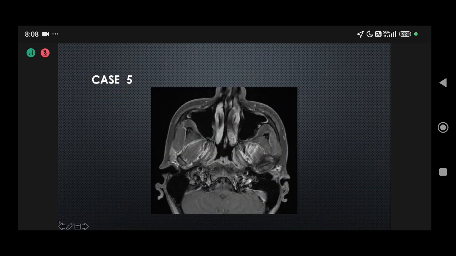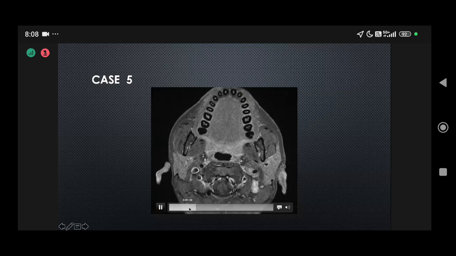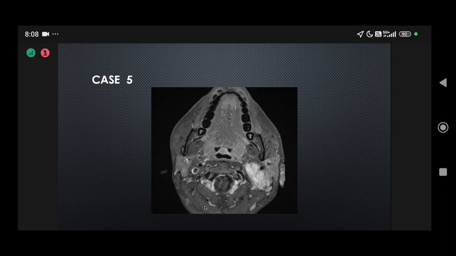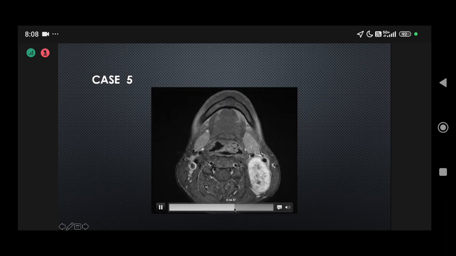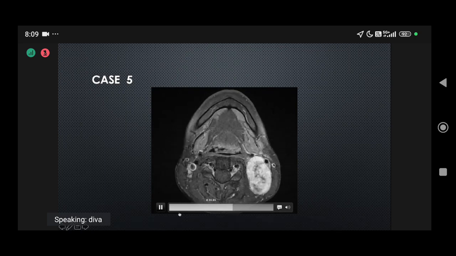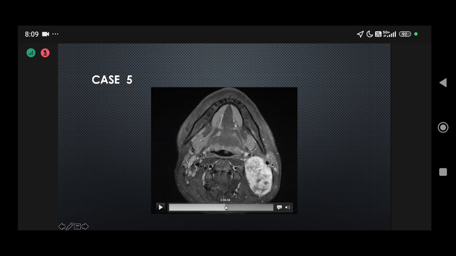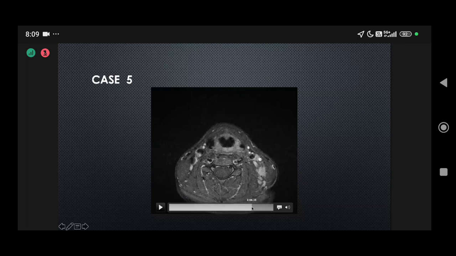Now coming to the next case, this is the contrast enhanced T1 weighted MRI. We are going cranial to caudal, and we are seeing that nothing is happening here up to the level of the hyoid bone. As we go down, yes, there is a lesion seen here, an oval shaped lesion in the region of the neck. It is extending up to the hyoid level and primarily in the infra-hyoid neck space laterally.